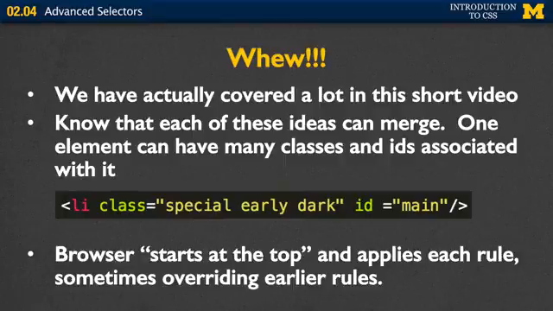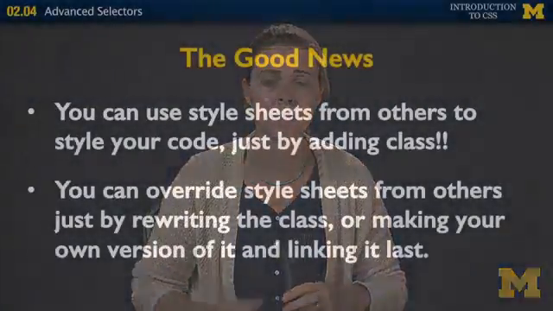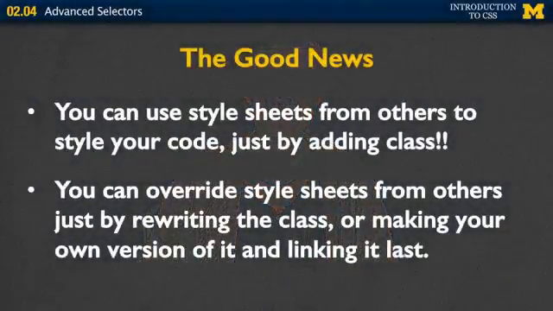Browsers are always going to start at the top and apply each rule. Now, the good news from this lecture is that with the power of classes and IDs and cascading style sheets, you can use style sheets from other people to style your code, and you can just add a class that changes the one little attribute that maybe you didn't like about it. You can override these style sheets and make it your very own. Just make sure that you link your style sheet last.